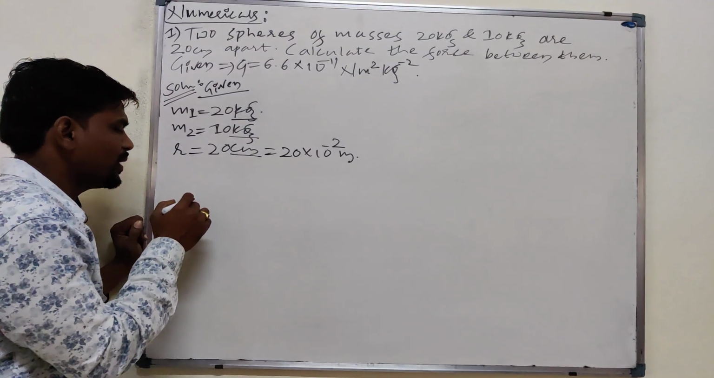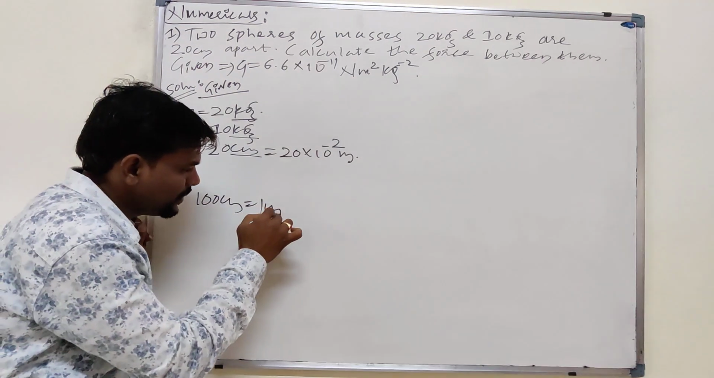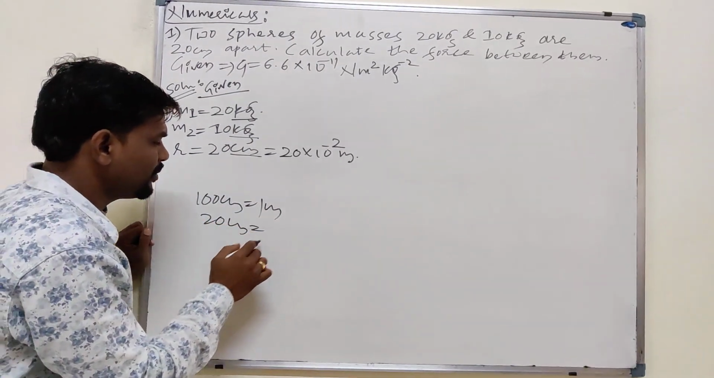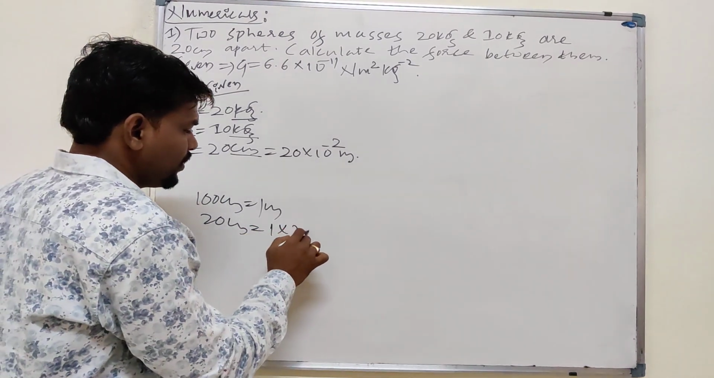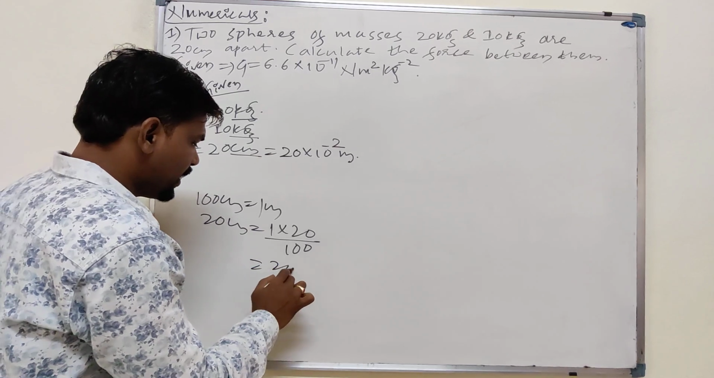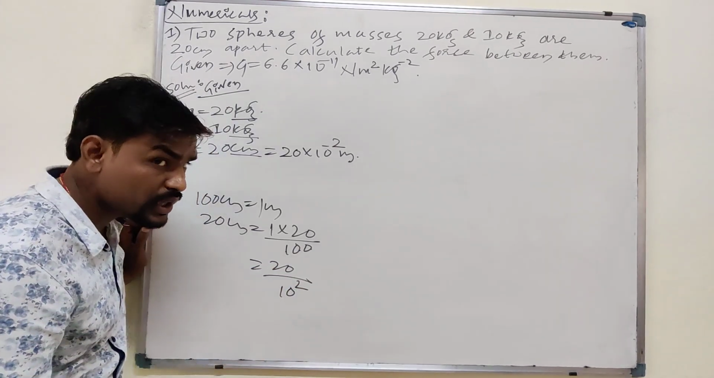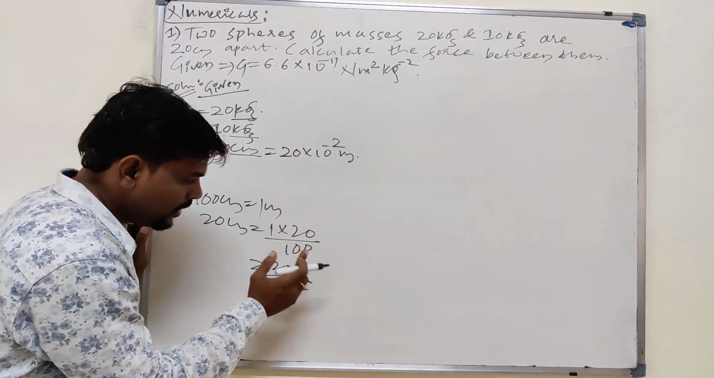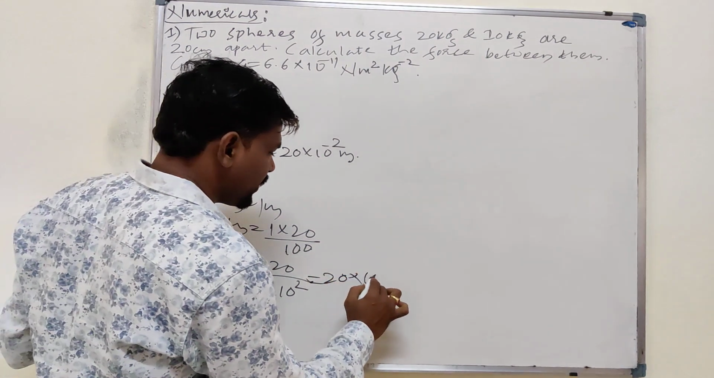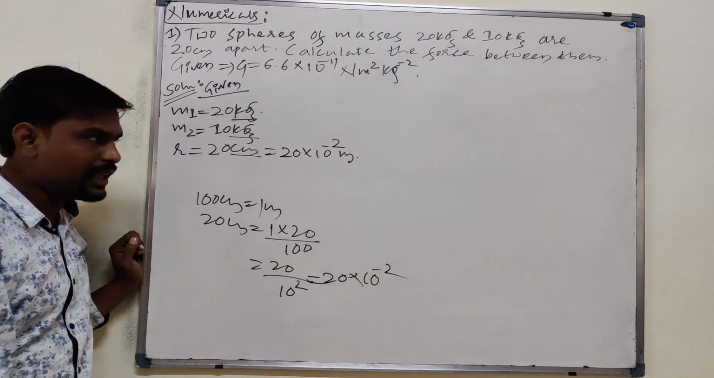Clear, it is simple. 100 centimeter is 1 meter. So 20 centimeter, 1 into 20 divided by 100. So 20 divided by 100 is 20 into 10 raised to minus 2. Clear my point?